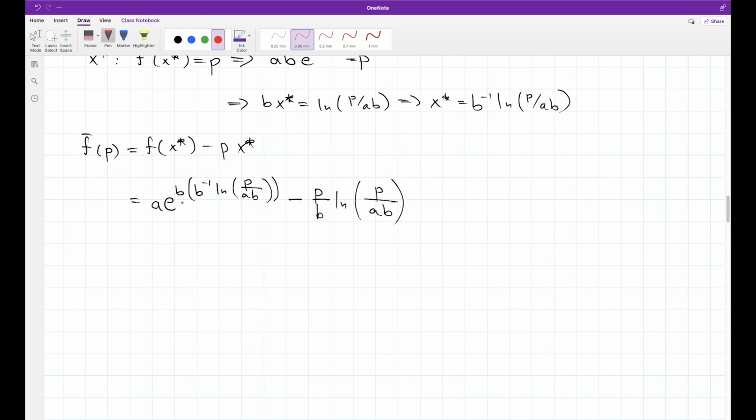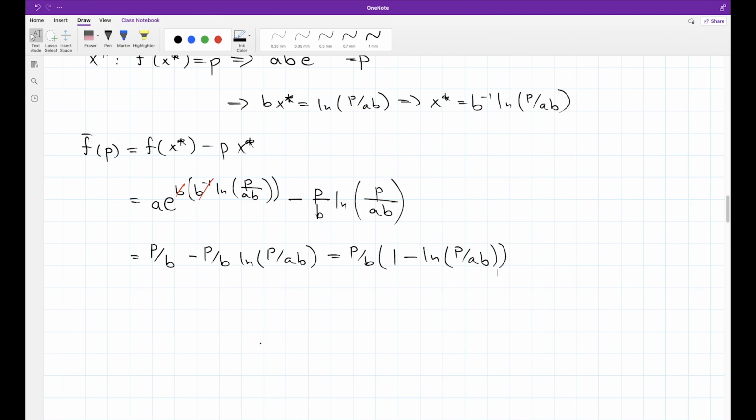Okay, we see that the b's cancel here, and we get a e to the log p over ab. When we cancel this down, the e and the log cancel. We'll just get a times p over ab, which is just p over b. So we get p over b minus p over b log p over ab, or p over b times 1 minus log p over ab.